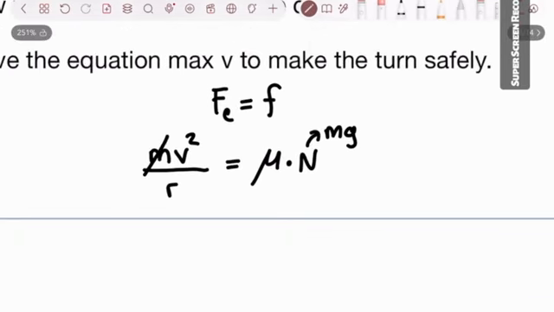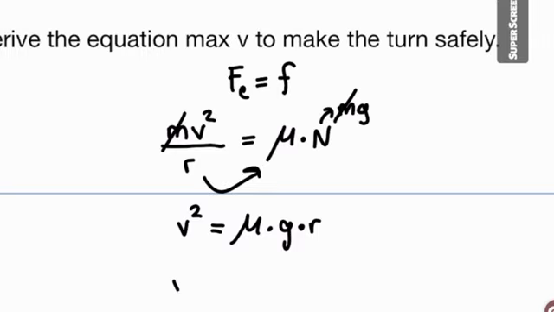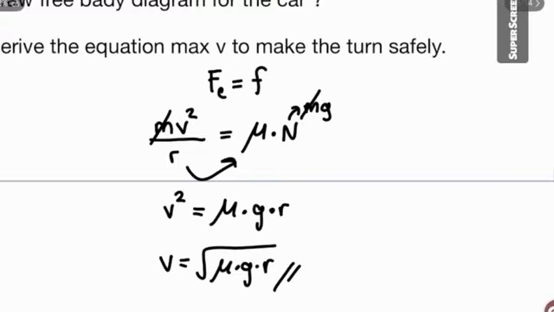And this would cancel the m's out. And as you can see, we're left with v squared equaling, if I put r to the other side, mu times g times r. So v would equal the square root of mu times g times r. And that is the derived equation.